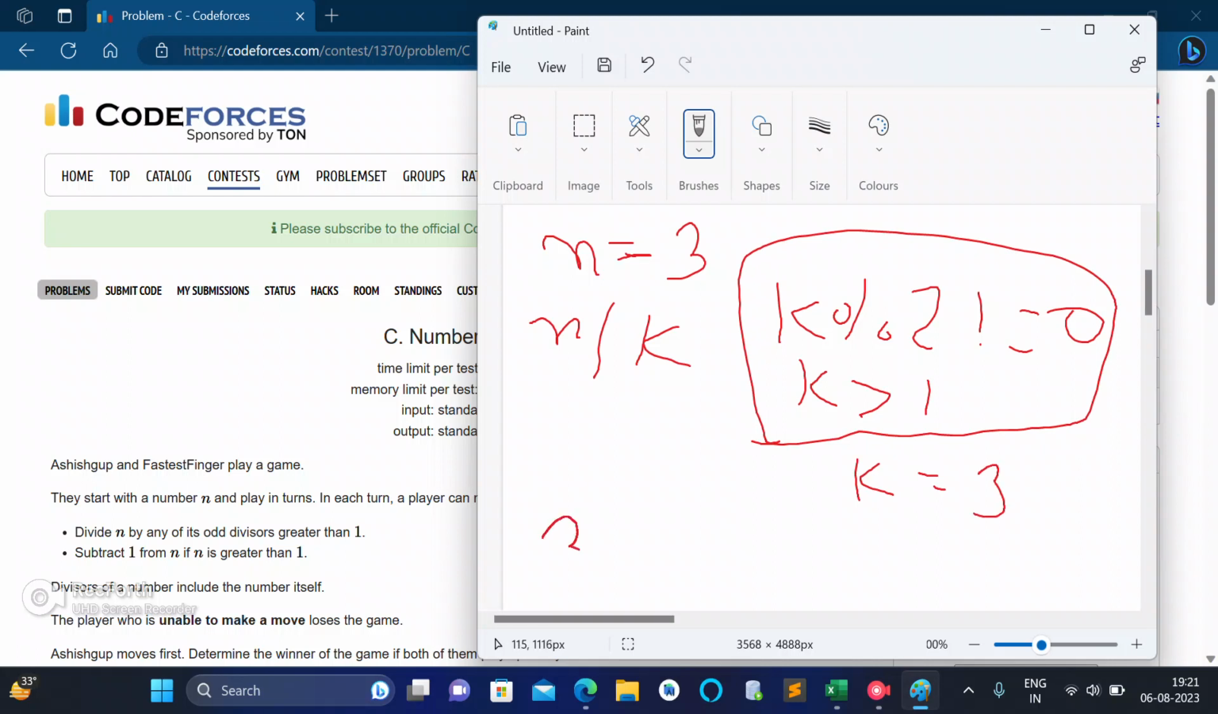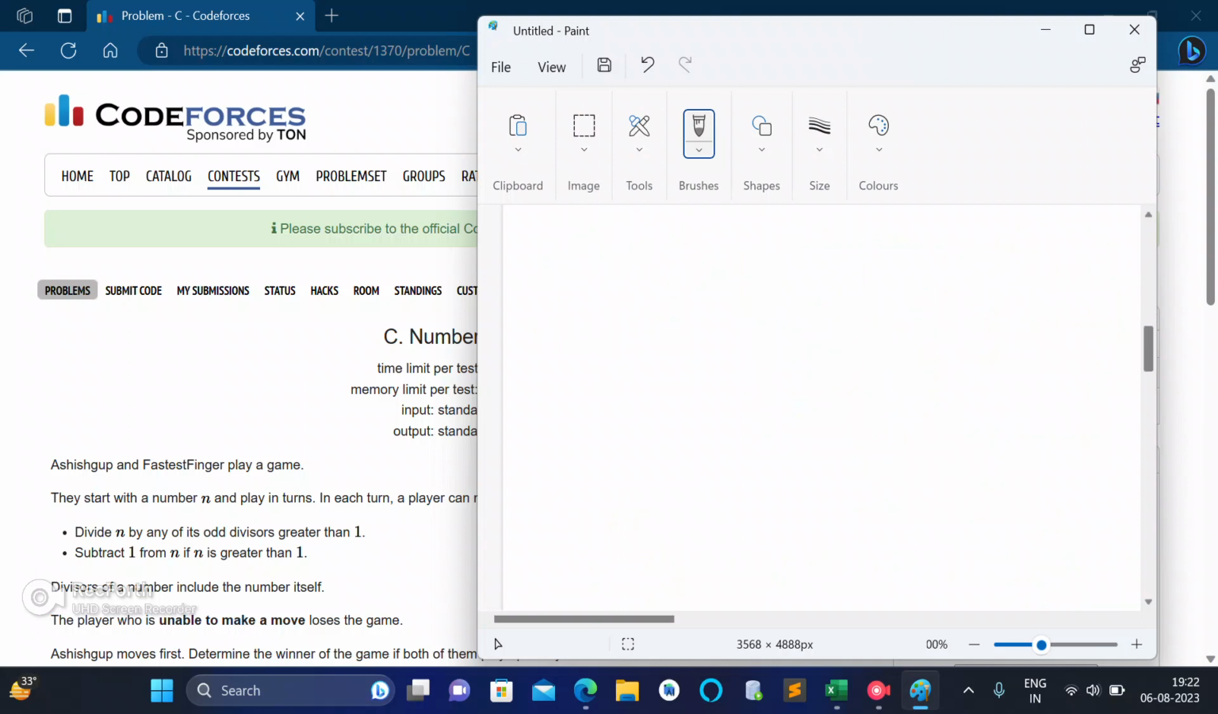So Ashishgup will do 3 by 3. As soon as Ashishgup does 3 by 3, the value becomes n equal to 1. Now FastestFinger won't be able to apply any of the moves. So in this case Ashishgup wins. In this way we have to find an optimal approach for how they will play, so that we can tell which player will win.